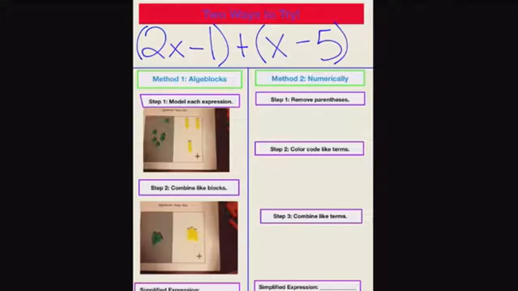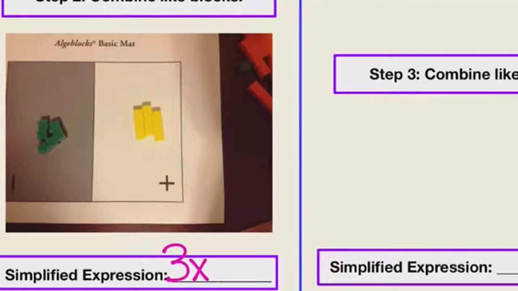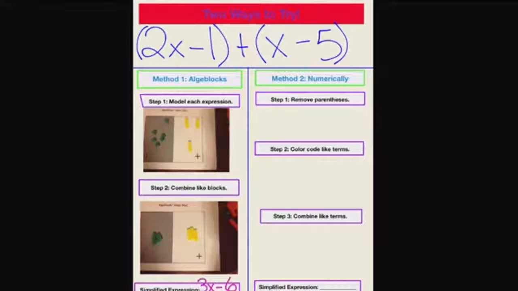Last step is to write that simplified expression that we have showing there. So we can see that we've got a total of positive 3x showing, and then we've got 1, 2, 3, 4, 5, 6 green cubes in the negative section, so our simplified expression is 3x minus 6. Alright, let's go ahead and try that numerically.